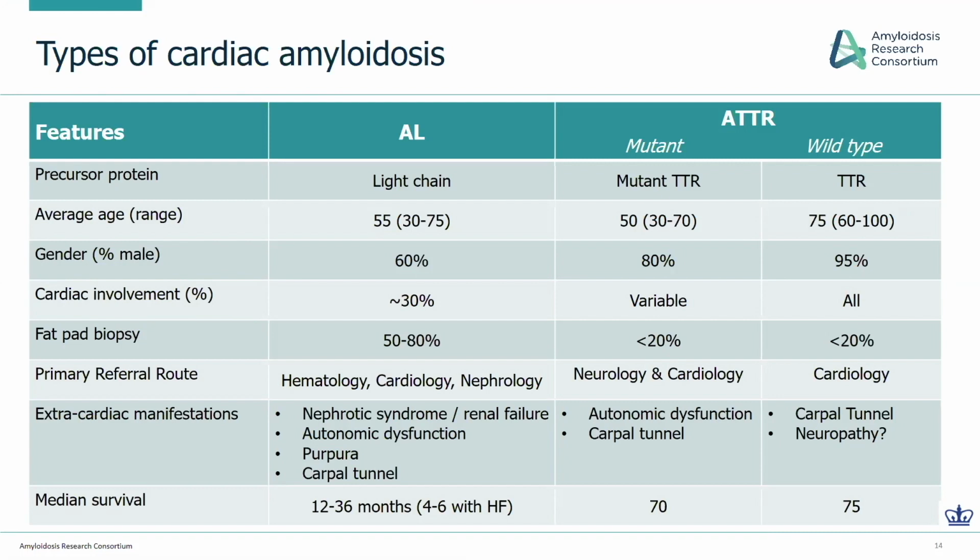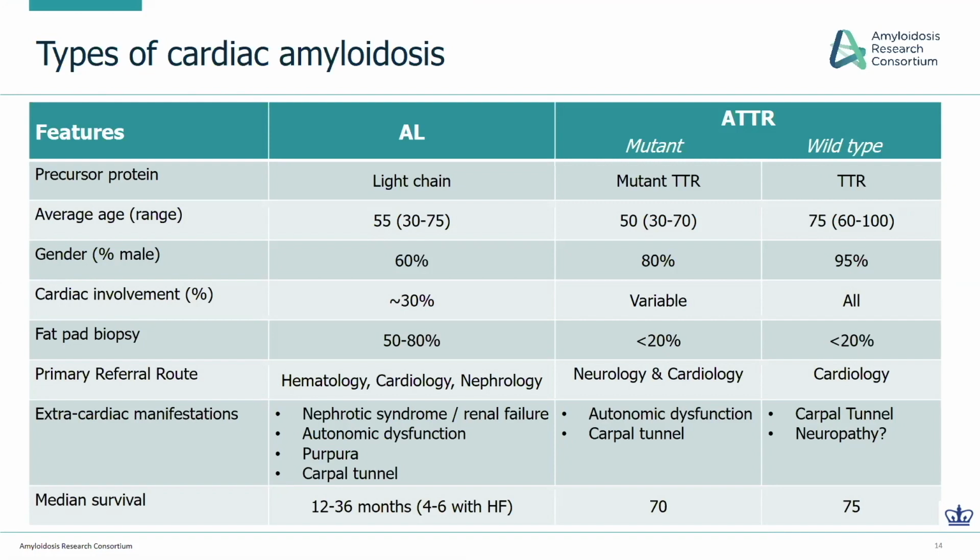A fat pad biopsy is a reasonable test in AL amyloid, whereas its yield in transthyretin, be it hereditary or mutant form, or wild type, is quite poor. Most patients with AL are seen initially by a cardiologist, nephrologist, or hematologist, and as you're well aware, AL amyloid is a systemic disease associated with many extracardiac manifestations. Nephrotic syndrome, autonomic dysfunction, periorbital purpura, and a big tongue are seen in AL, but not in transthyretin amyloidosis.